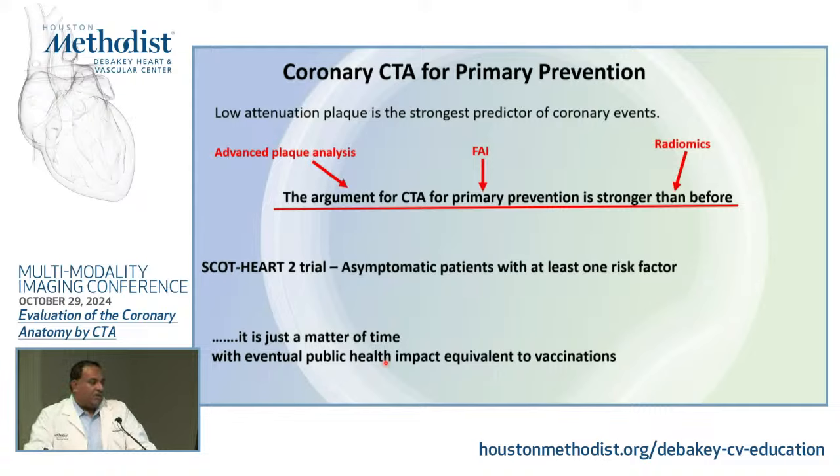This is a field in progress because we have all these tools at our disposal now, advanced plaque analysis with all those software, fat attenuation index, and radiomics. There is a trial that has already started called SCOT-HEART 2, which is looking at doing CTs for primary prevention in asymptomatic patients with at least risk factors. I think the majority of the patients in this study are going to have diabetes. But this is just a matter of time. This field is going to expand. The technology is going to get better, and hopefully radiation doses come down even further.